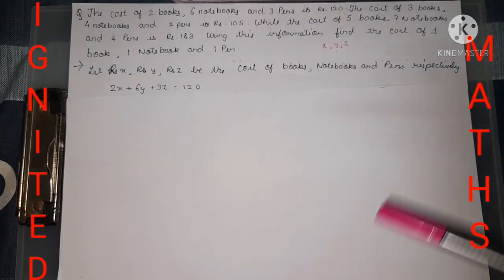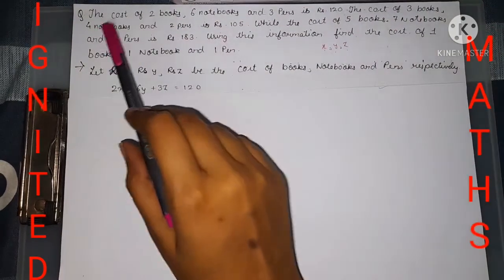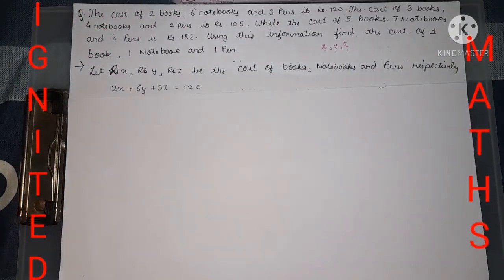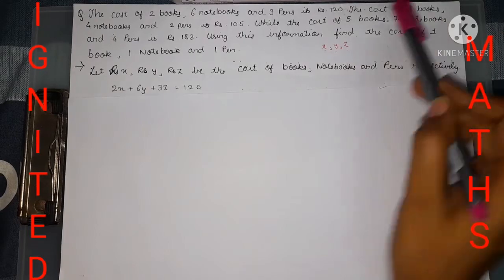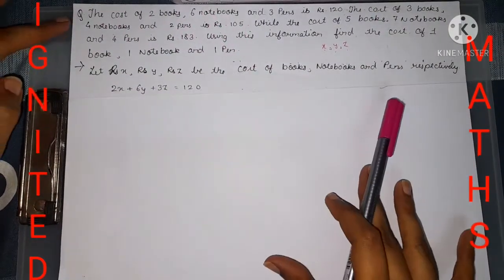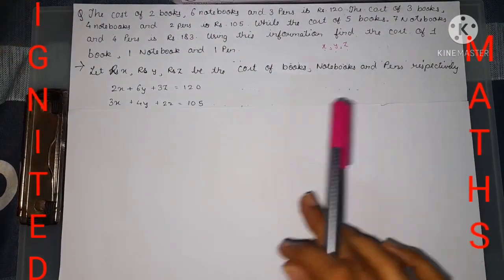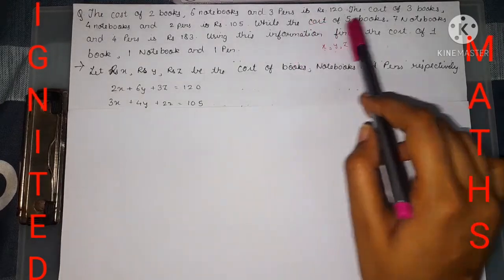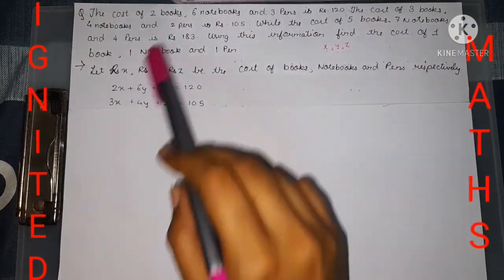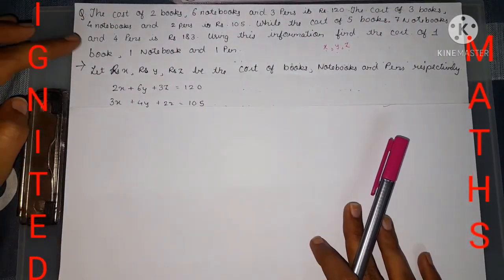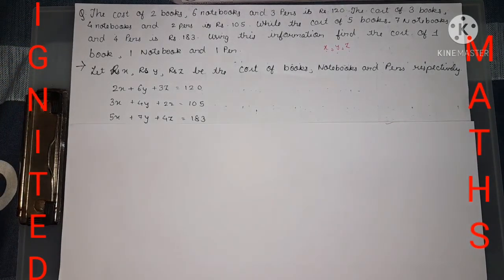And next, the linear equation will be the cost of 3 books, 4 notebooks and 2 pens is rupees 105. So 3x plus 4y plus 2z is 105. And next, the third linear equation will be 5 books, 7 notebooks and 4 pens is 183. So 5x plus 7y plus 4z will be 183. This is how we have arranged the linear equations.